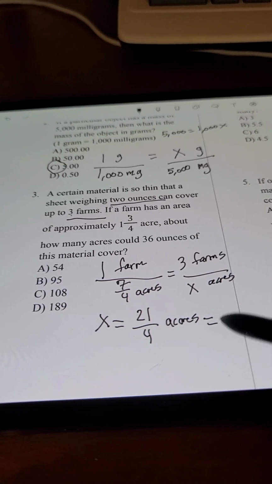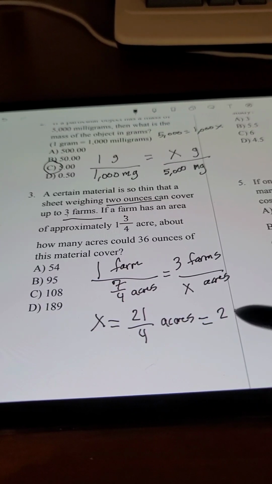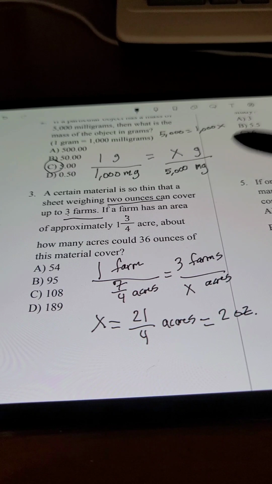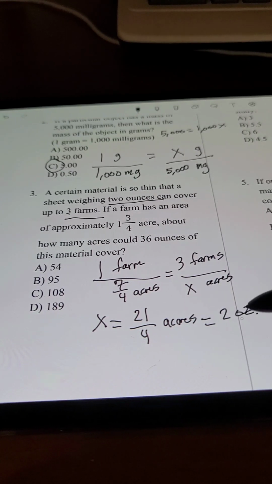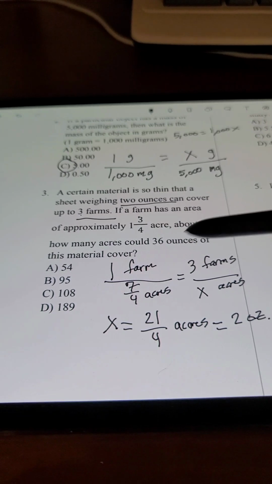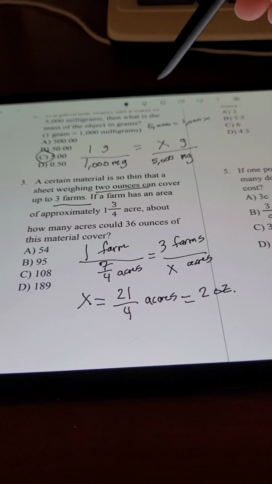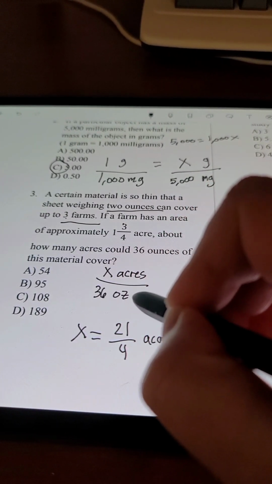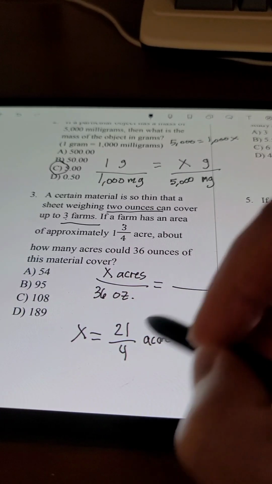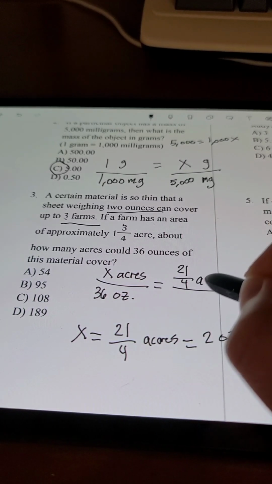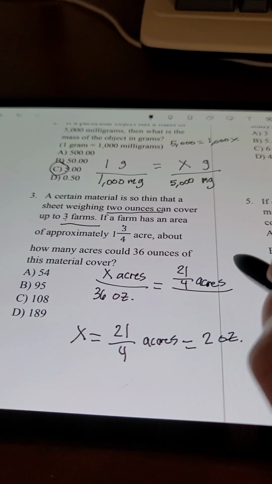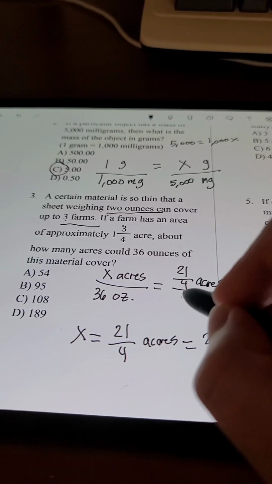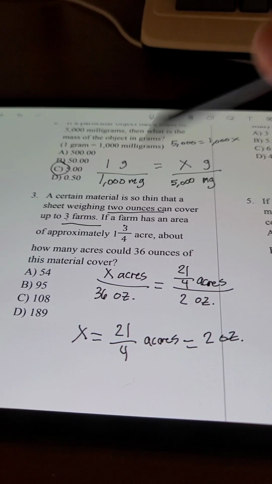So we also know that this many acres is related to 2 ounces because the 3 farms was related to 2 ounces. So now what I'm going to do is set up a proportion with acres and ounces as my units to find out how many acres is related to 36 ounces. So let's do that. I'm going to say x acres is to 36 ounces as 21/4 acres. Hopefully I'm spelling that right. I think I am. Acres, yeah. For some reason it felt wrong. Is to 2 ounces. So now I'm going to cross multiply that.